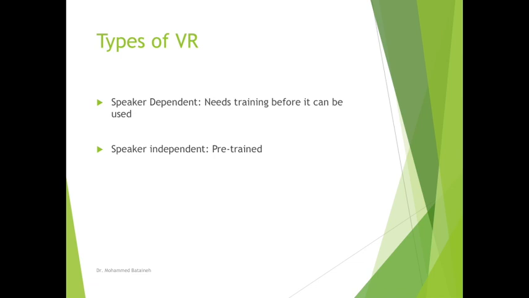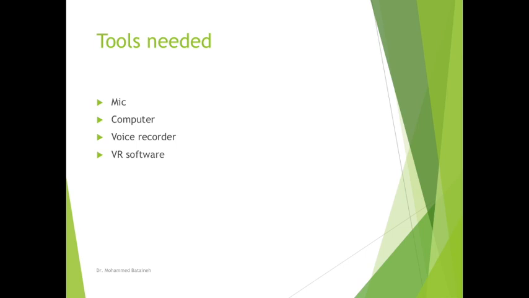There are two types of voice recognition. The first one is what we call speaker dependent, which needs training before it can be used. And the second one is speaker independent. It is pre-trained and anybody can use it. Of course, we need a mic, a computer, a voice recorder, and voice recognition software in order to use this method of conversion.